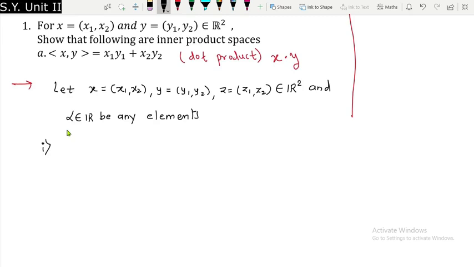So going for the first property. Now see, there may be some MCQs in which they give some value of x, say (1, -2), and y = (3, 4), and they will ask you what is the inner product of x and y. Then you should be able to do it. So how are you going to do it? Since the inner product is defined in this way, just take 3 multiplied by 1, that is 3, plus -2 multiplied by 4, that is -8, and this is equal to 3 - 8, which is nothing but -5.